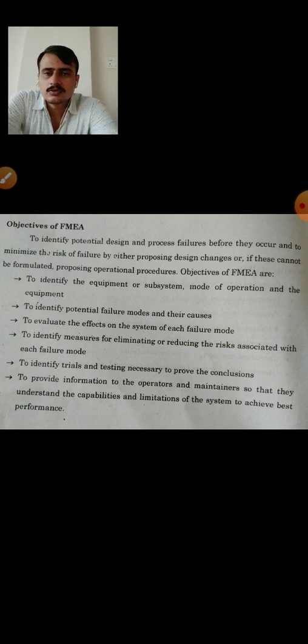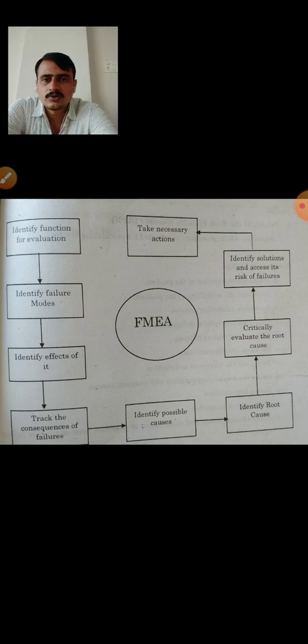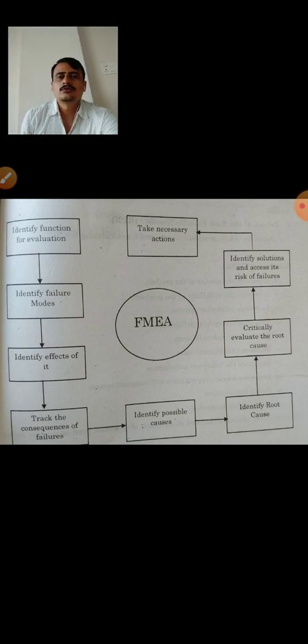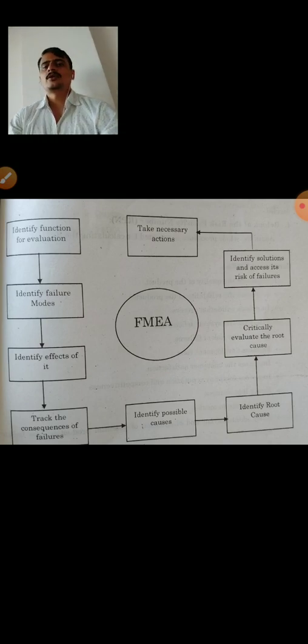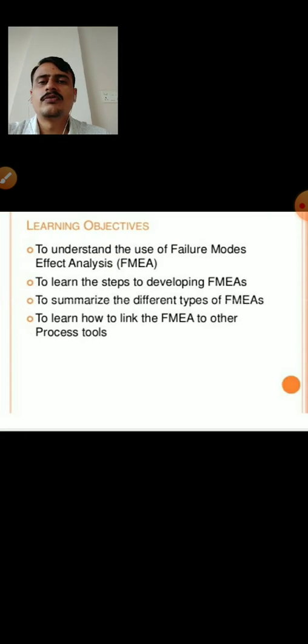The main aim is this cycle. This cycle is most important for FMEA. First, identify the function for evaluation, then failure mode and effect analysis, then risk qualification method, then critical evaluation of root cause, and finally take necessary action, relook and RPN, risk priority number. That is the basics of FMEA, failure mode and effect analysis.